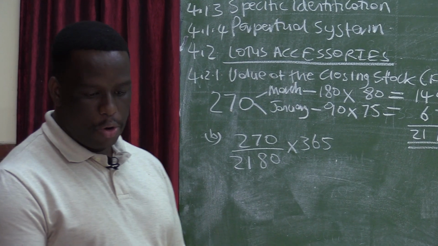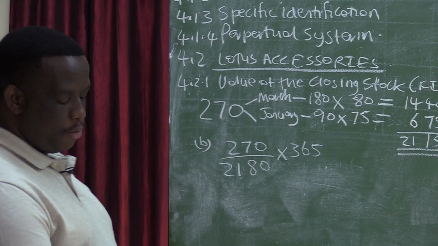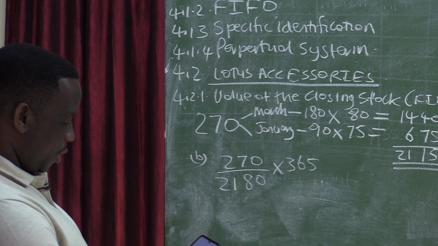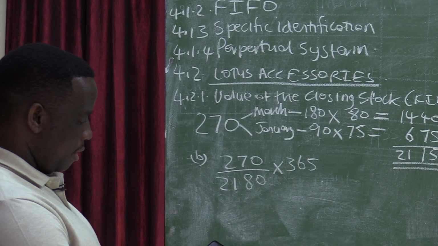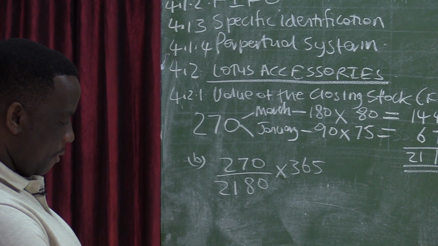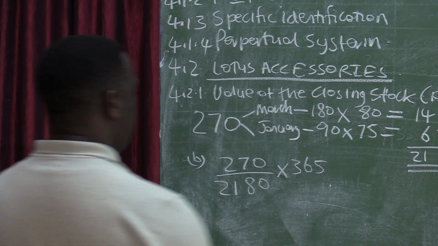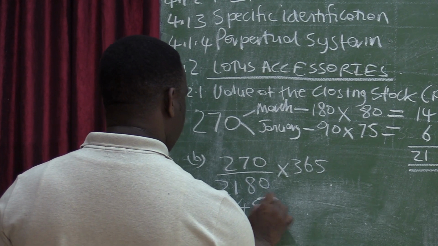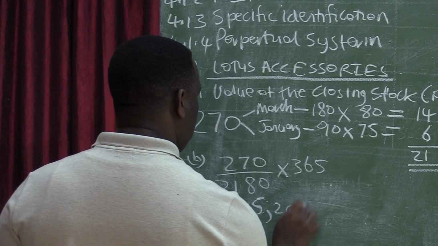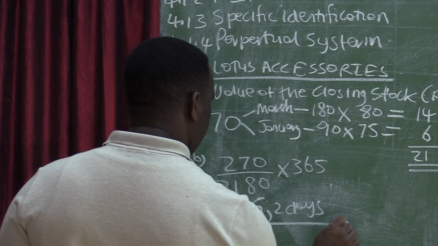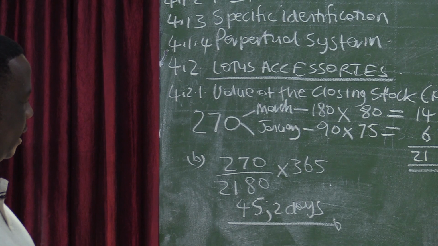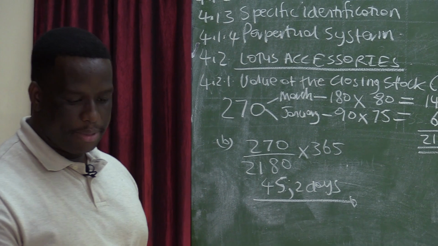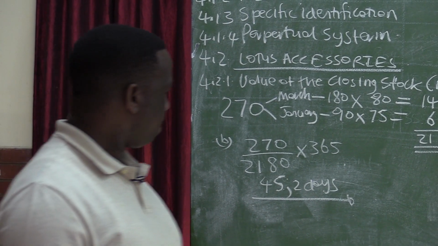So how long will it take, the stock holding period in days using the closing stock? So it will be 270 divided by 2,180 multiplied by 365. It will take us 45,2 days. So it will take us 45,2 days to sell the 270 gas lamps which are in the closing stock.